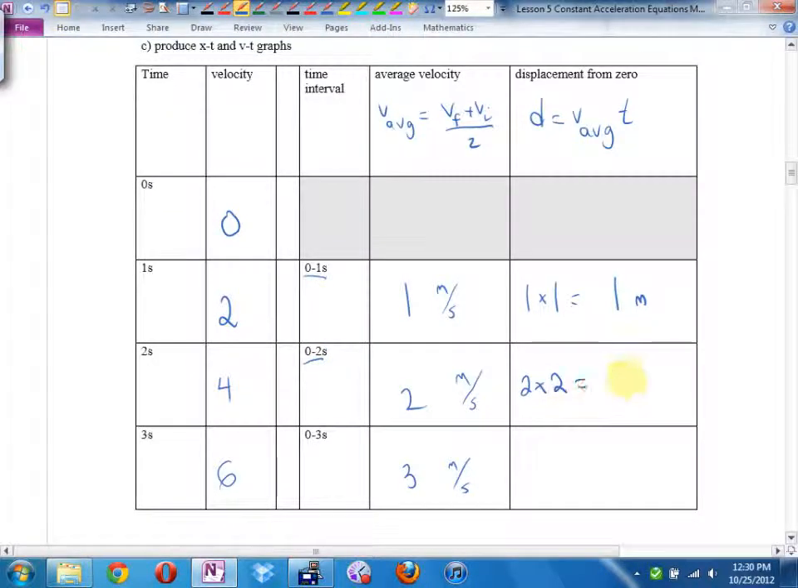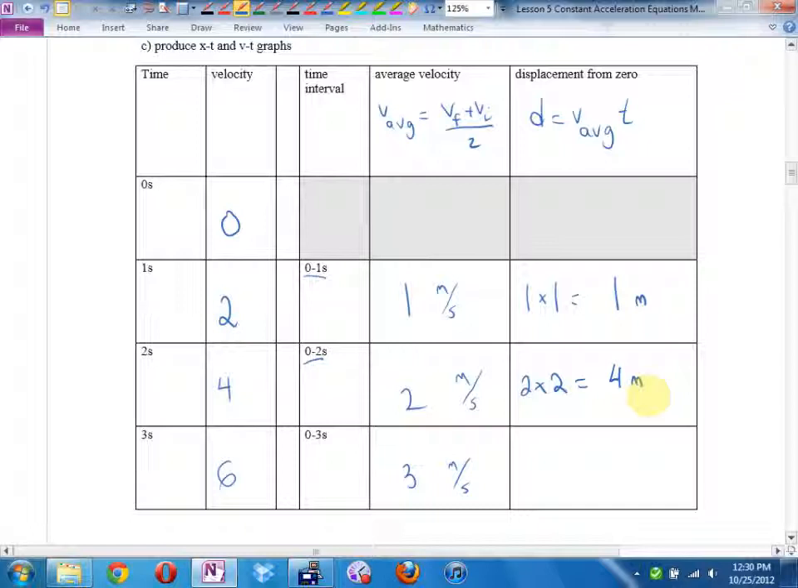How far from where I started am I after 2 seconds? 4 meters. How far was I after 1 second? 1 meter. How far did I travel between 1 second and 2 seconds? How many meters? 3.